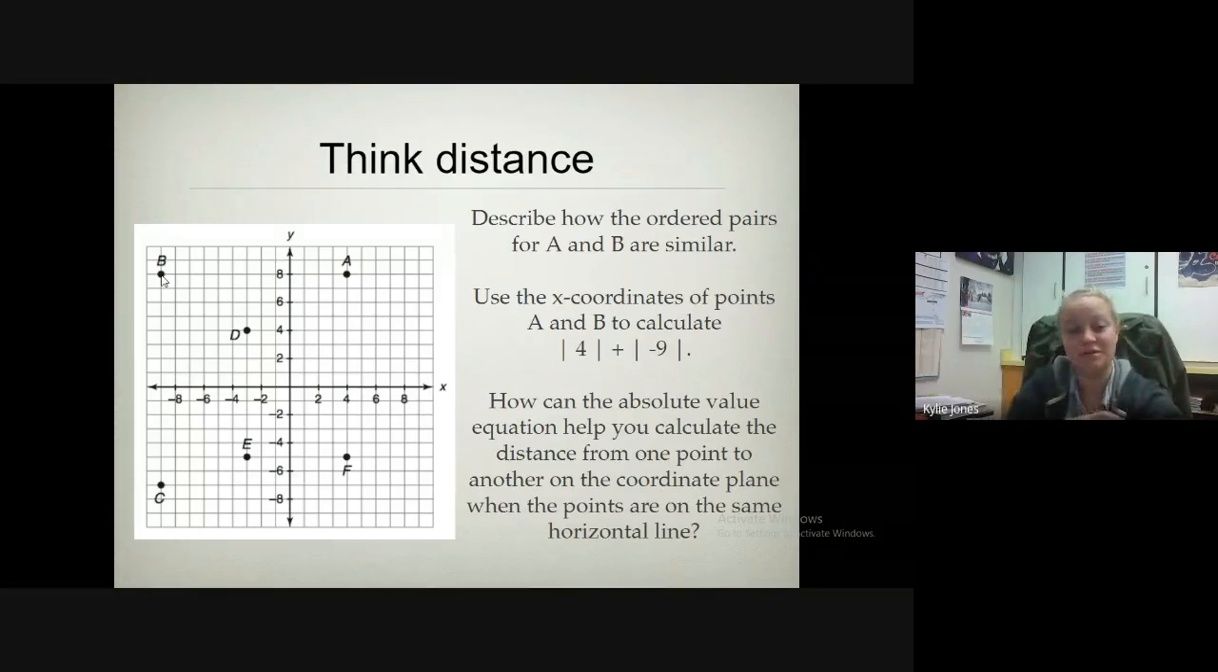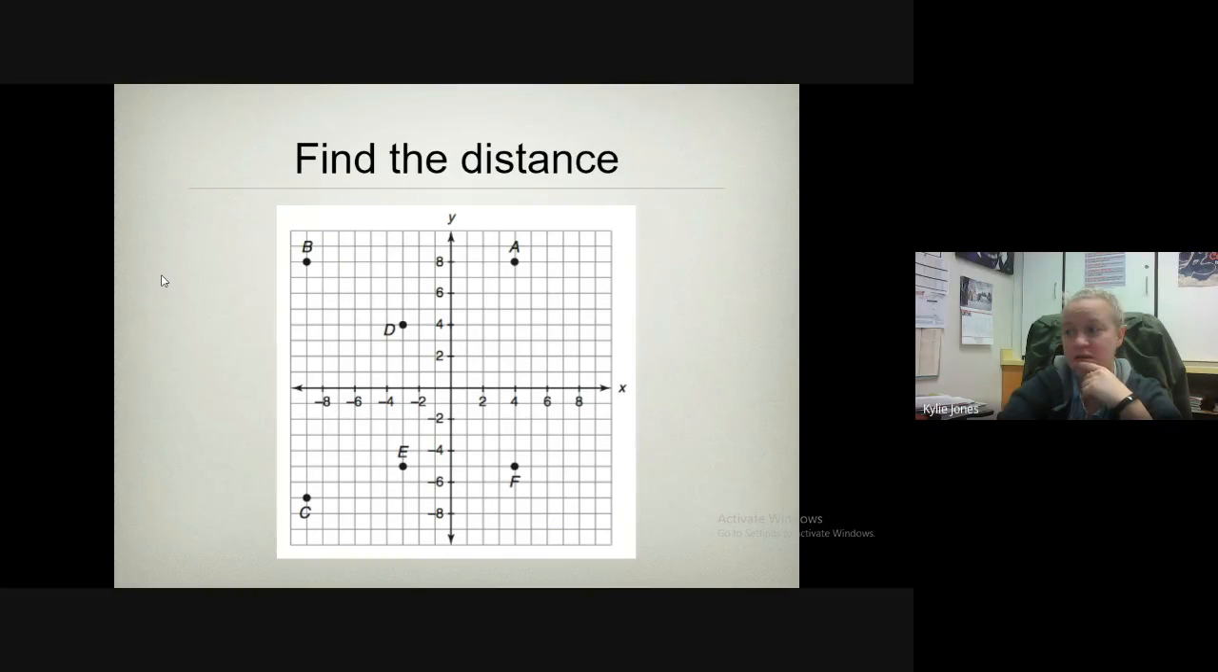That distance is 13. So there are ways to do it without the absolute values, but sometimes we're not going to give you the graph to go with it. That's why we do the absolute values as well. So there are 2 ways to do it. You can count the distance if you have the actual graph, and if you don't have the graph, you can use absolute values.